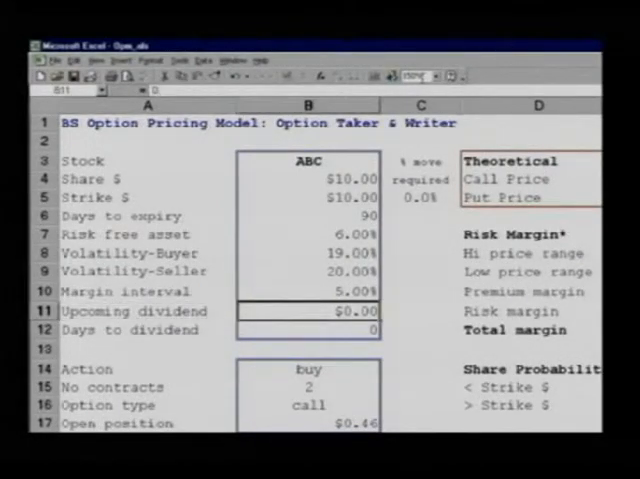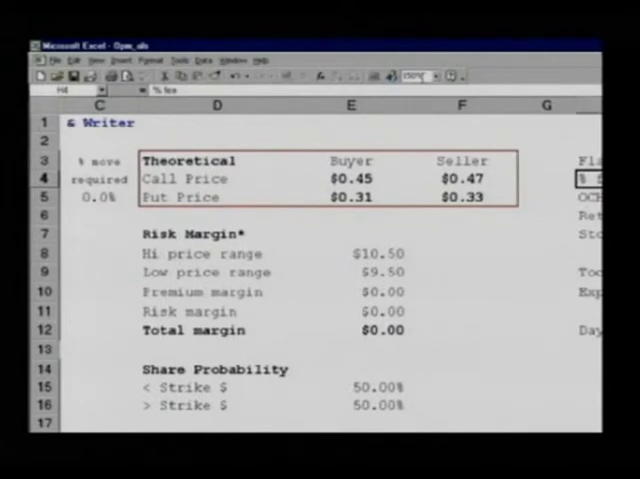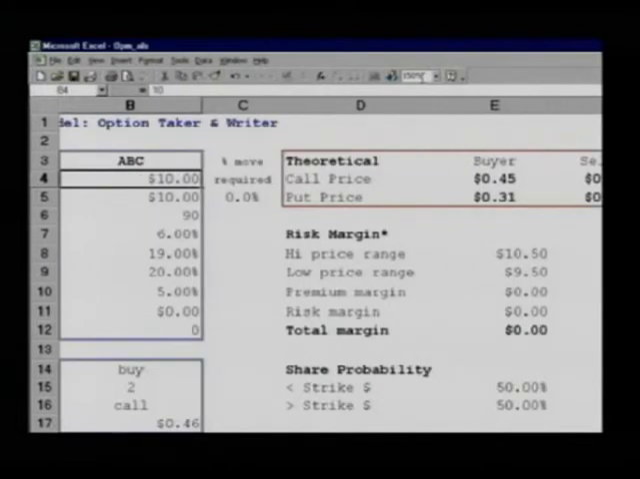Now with this model, I'll just scroll across here just so we can see it. We have a $10 strike price and we have the stock at $10. So therefore we can see the value of the calls and puts. We can see the calls are worth 45 to 47 cents. We can see the puts are worth 31 to 33. Now we'll just focus on the calls at the moment, and we'll just go down here and we can see that the delta of the particular $10 call is 0.58.